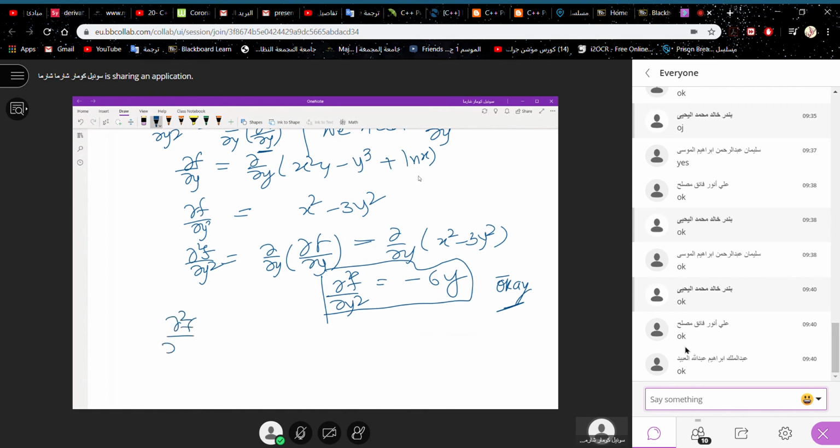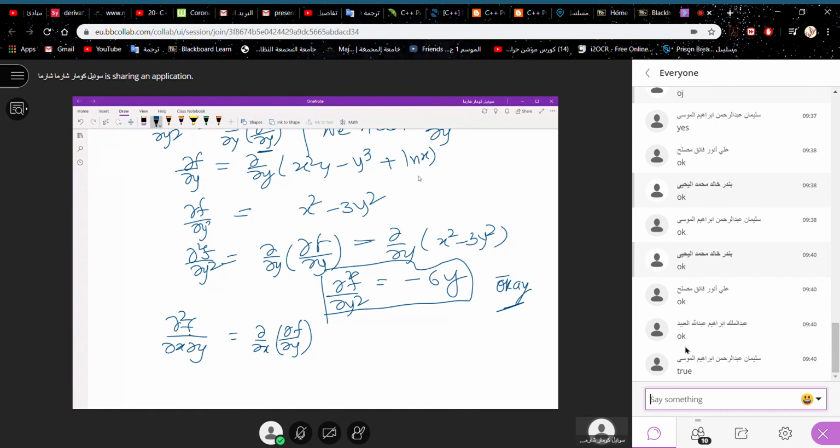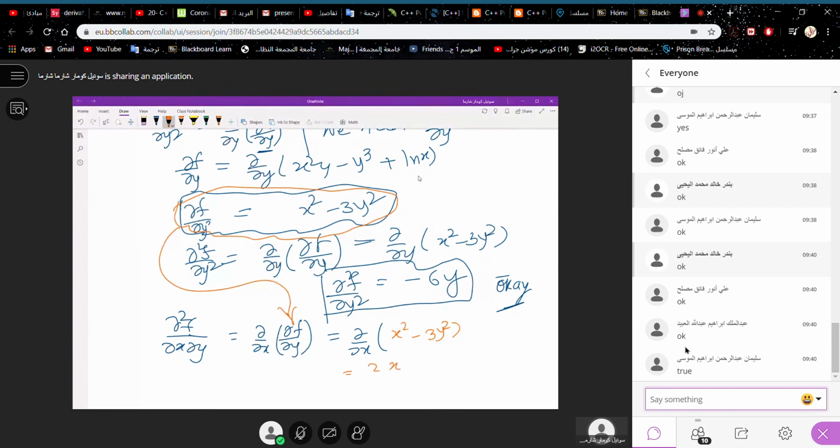If you need del 2 f upon del x del y, so this is equal to del upon del x, del f upon del y. So this is del upon del x. Del f upon del y is how much? So just plug in this value. So this is x square minus 3y square. So this is 2x. This is your del 2 f upon del x del y.